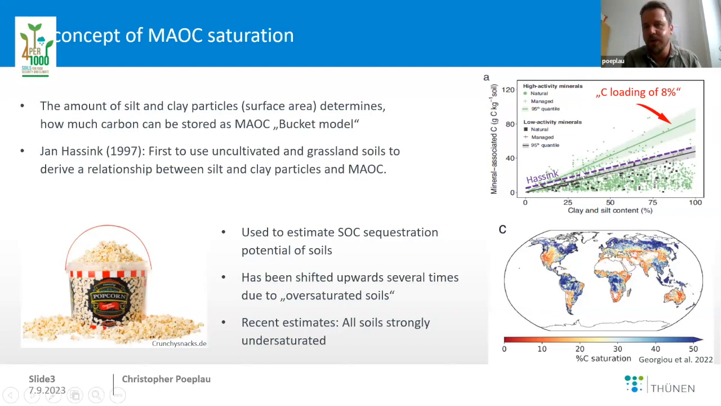implying that there's one specific C loading of the silt and clay fraction. So the slope of this regression is the C loading, right? Just keep this value in mind: it's 8%. According to this concept, 8% of the silt and clay fraction can be stabilized by the minerals. And following this upper line, we actually have no soil in the world that is saturated, which is what Francesca mentioned, more or less. So especially in the agricultural areas of the world, we are far, far below the saturation limit. So the mineral potential must be huge.